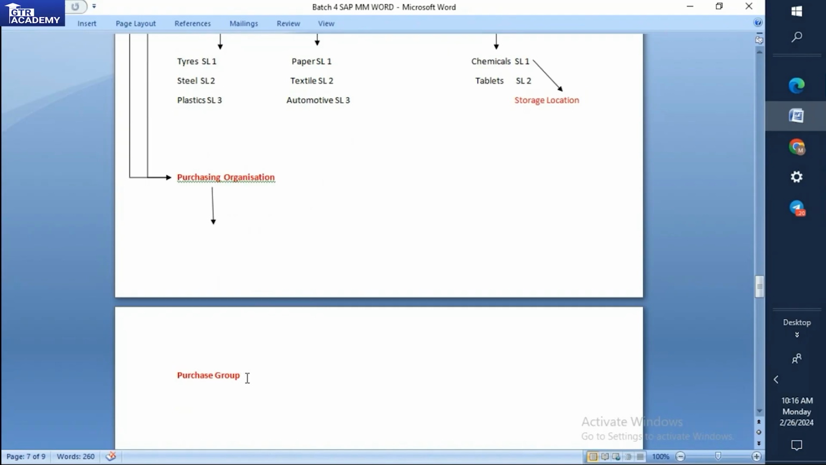Usually, the purchase group will be monitoring the purchase organization, the other way around. It is like day-to-day activities. It will monitor. It is the sub level of the purchase organization, and it is responsible for seeing whether the goods are available for the business.